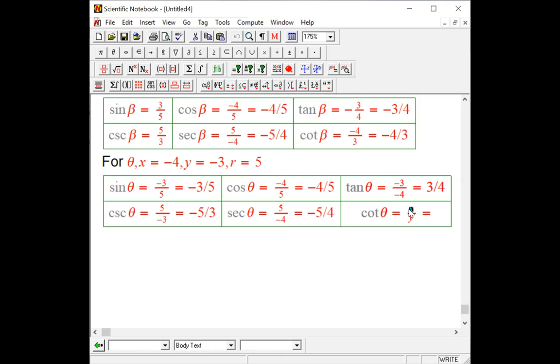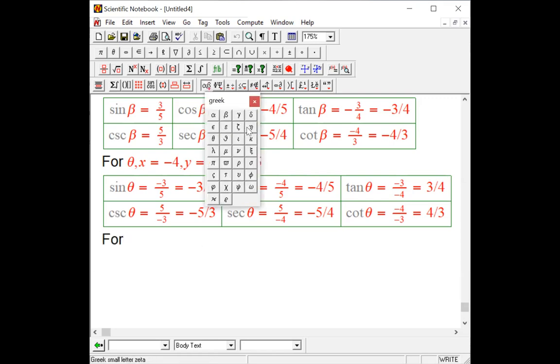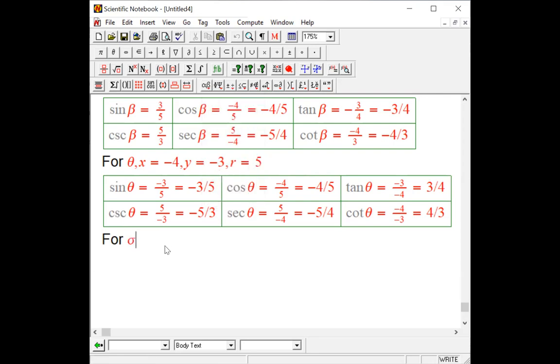So x is negative 4. And this last one, y is -3. A negative over negative is positive, so 4 over 3. If the denominator is 3, you only have one answer. If it can be divided evenly, where it has a terminating decimal, then the terminating decimal can be an acceptable answer. The last one would be this sigma. For sigma, I think by this time you probably say, oh, I got it.